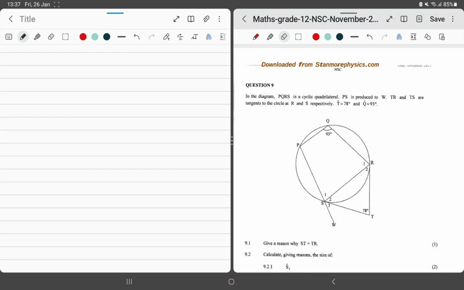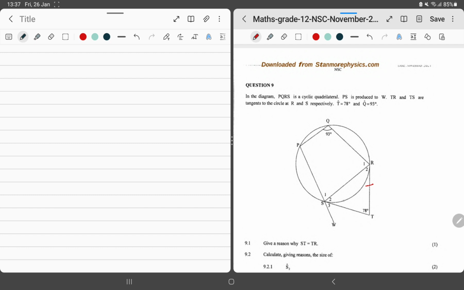November 2021, grade 12, question 9. In the diagram, PQRS is a cyclic quadrilateral. PS is produced to W. TR and TS are tangents to the circle at R and S respectively. T equals 78 degrees and Q equals 93 degrees.